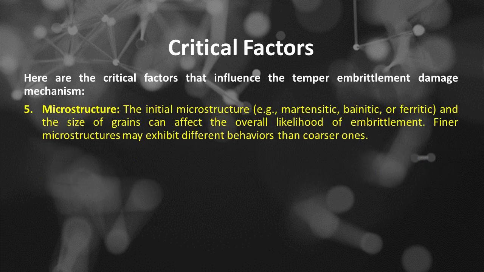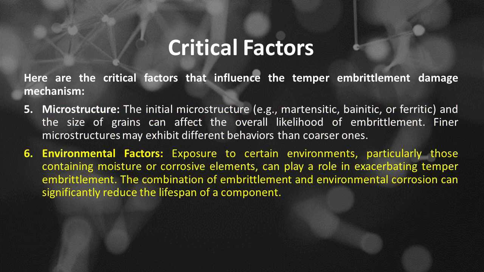The initial microstructure, e.g., martensitic, bainitic, or ferritic, and the size of grains can affect the overall likelihood of embrittlement. Finer microstructures may exhibit different behaviors than coarser ones. Number 6 is environmental factors. Exposure to certain environments, particularly those containing moisture or corrosive elements, can play a role in exacerbating temper embrittlement. The combination of embrittlement and environmental corrosion can significantly reduce the lifespan of a component.